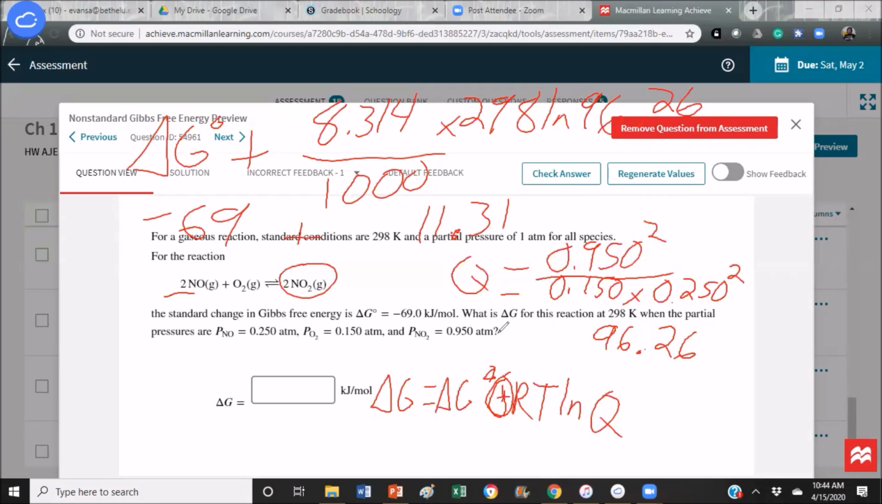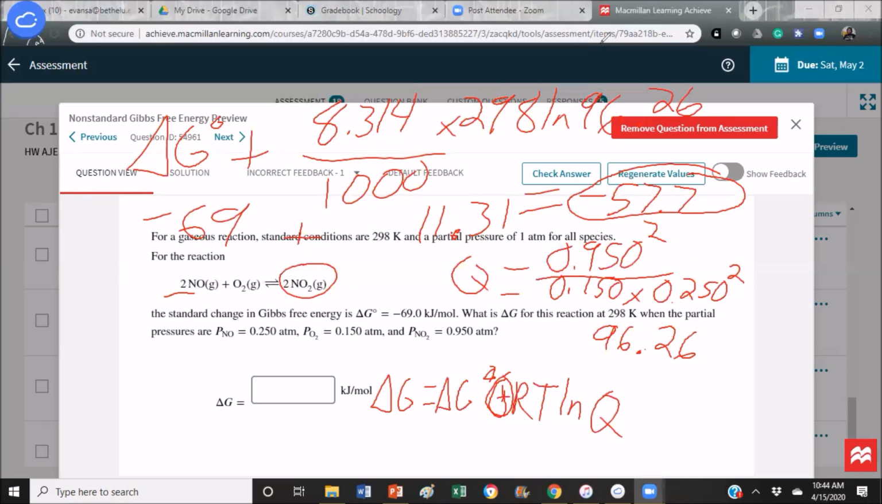So delta G plus all that junk gives us the delta G standard, delta G non-standard, which is our delta G at our current situation. So I get negative 57.7 as my answer.